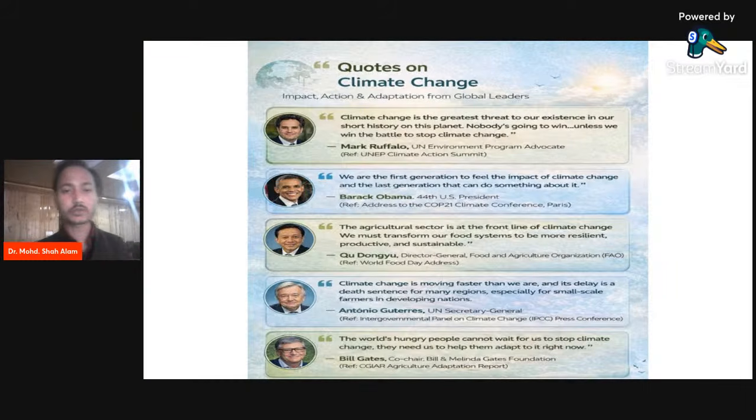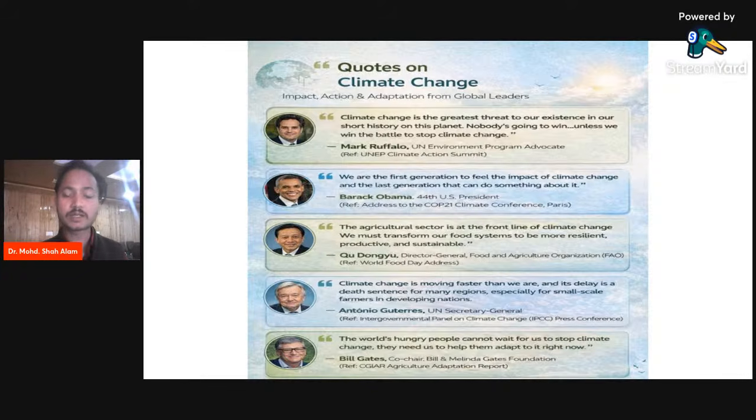These are some famous quotes on climate change given by some famous authorities of the world, like Mark Ruffalo. He is the UN Environment Programme advocate. He says that climate change is the greatest threat to our existence in our short history on this planet. Nobody is going to win unless we win the battle to stop climate change.